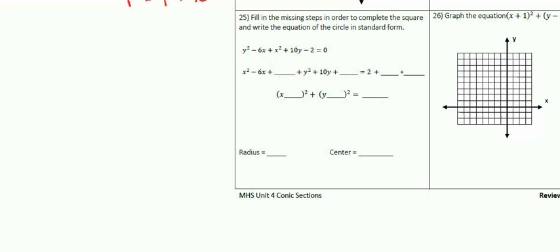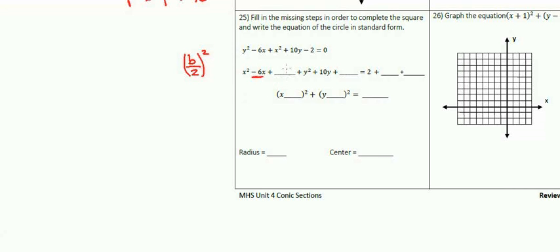And we've learned in class that the way to find this value in the blank spaces is just to use the formula (b over 2) squared. So we have to determine what is the value of b for the x terms and what is the value of b for the y terms. And we can see that for these first three terms, the x squared minus 6x plus some value, the b value is right here. It's negative 6.